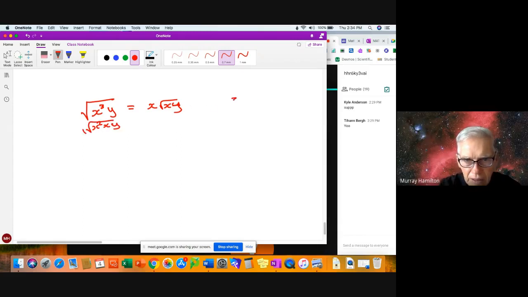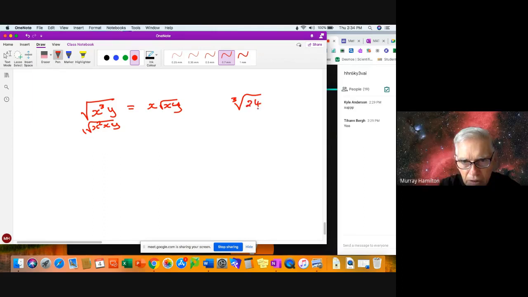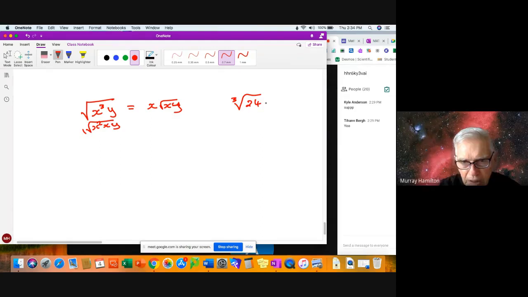So if we had the cubed root of, give us an example. 24? 24, just like that? Yeah, something like that. Okay, is there a cube number in 24? So that would be the cubed root of 8 times 3, which is 24. And you can find the cubed root of 8, which would be 2 root 3.